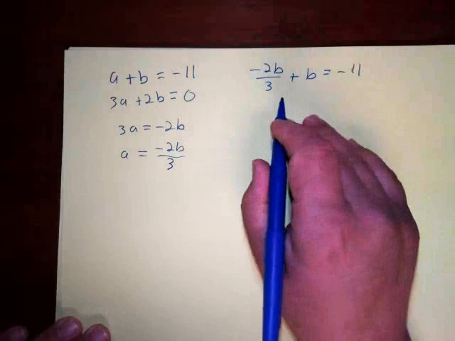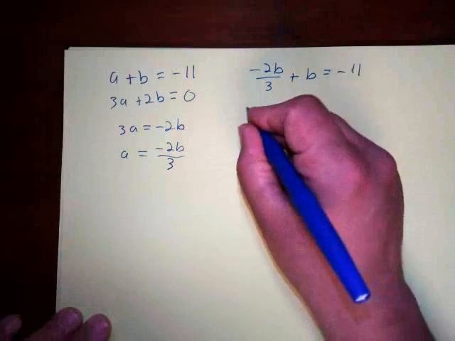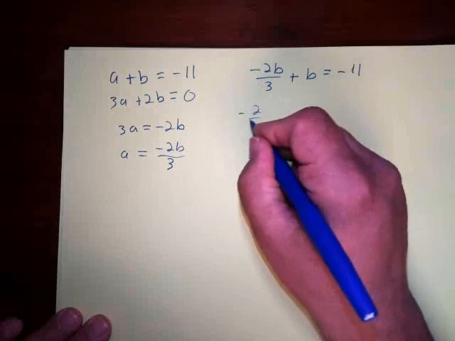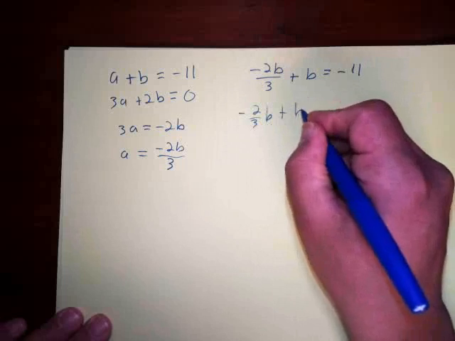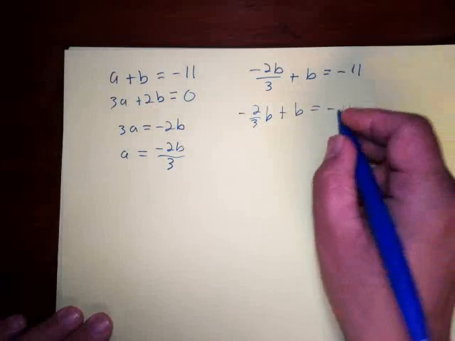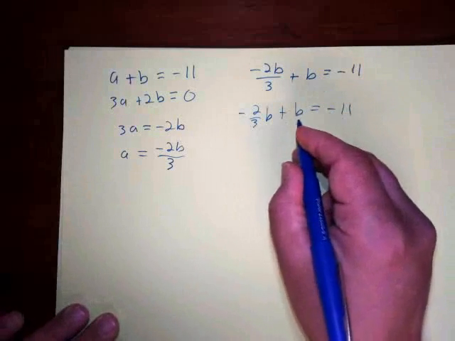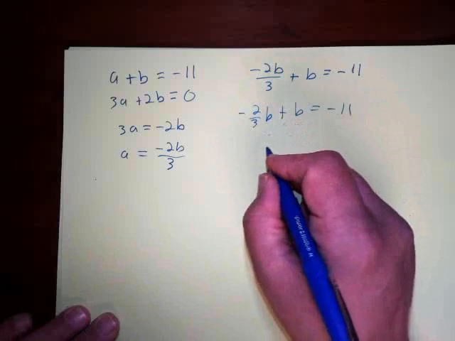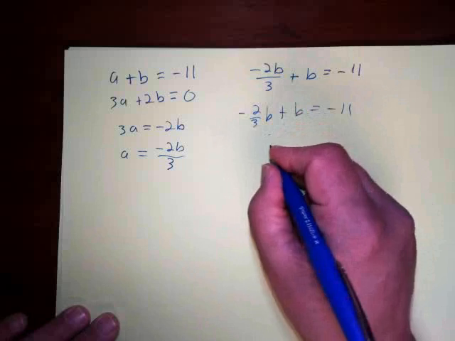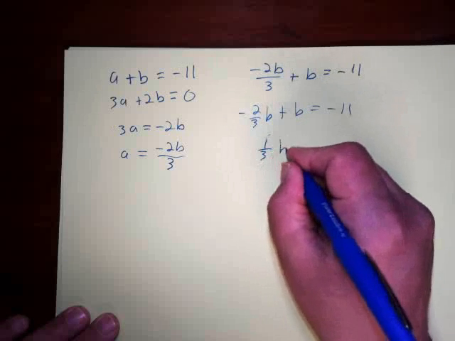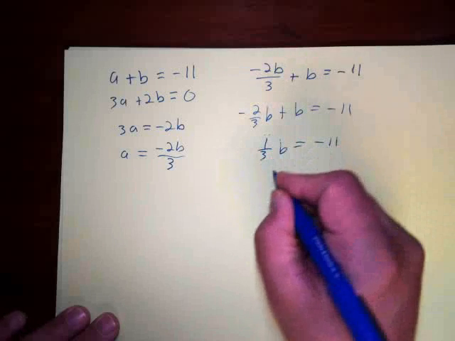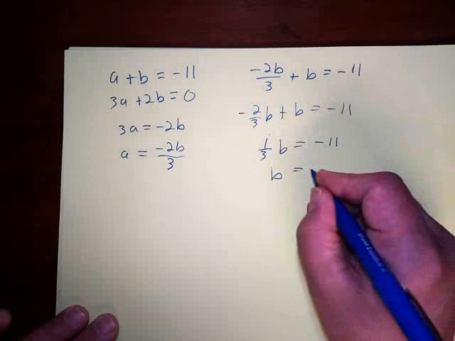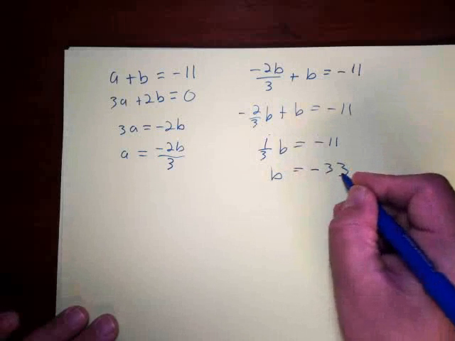So now I need to solve here for b. This is really like negative 2/3 b plus b is equal to negative 11. So that helps. What this means here is that this is 3/3, so I get 1/3 b is equal to negative 11. So b is equal to negative 33.